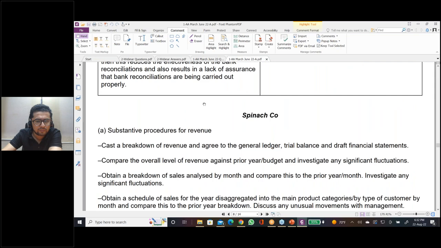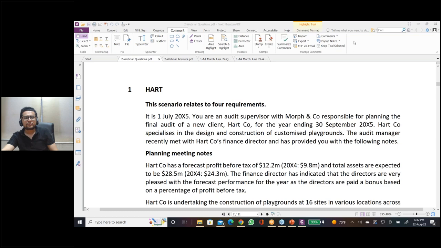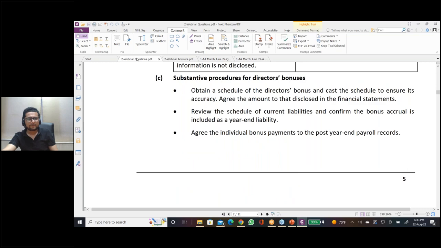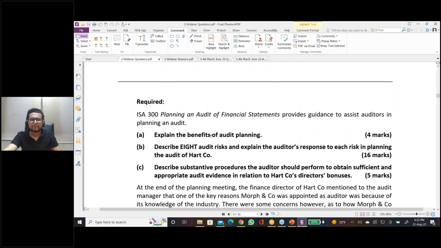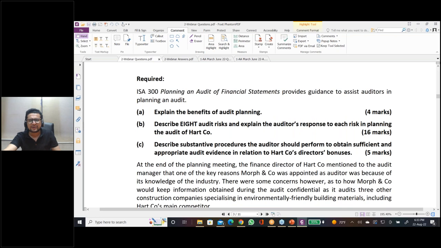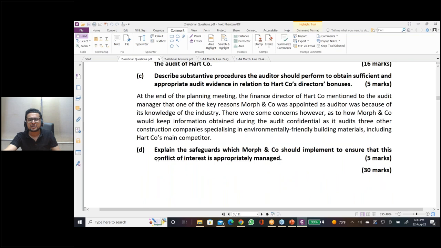Okay, so the next question is, remember we did this question called HART, and part A was about the benefits of audit planning. It was a bookish, straightforward knowledge question. Then we had to describe eight audit risks. Then part D was about the conflict of interest. So we basically skipped part C.